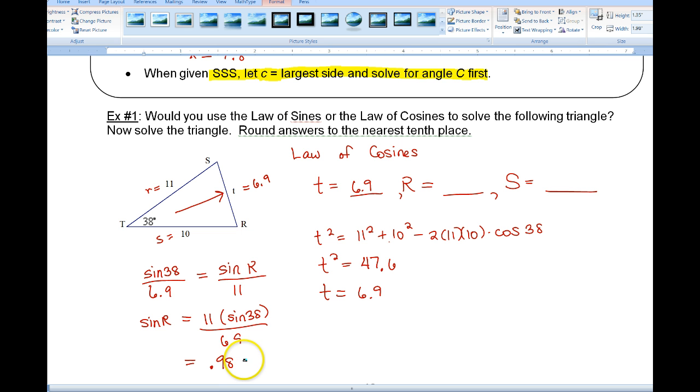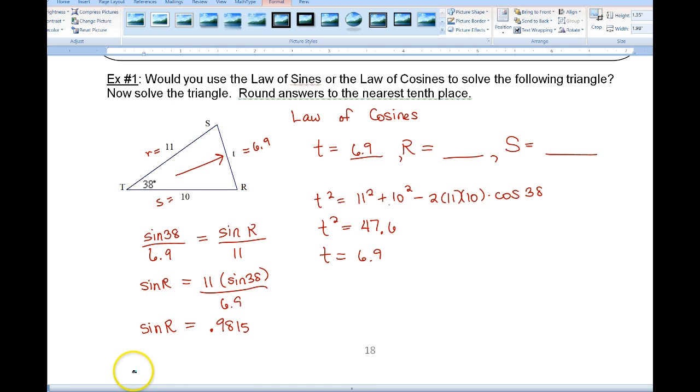What did I say it was? Remember, when we get to this point, we want to go to 4 decimal places. Some of you may plug it all into your calculator at once.